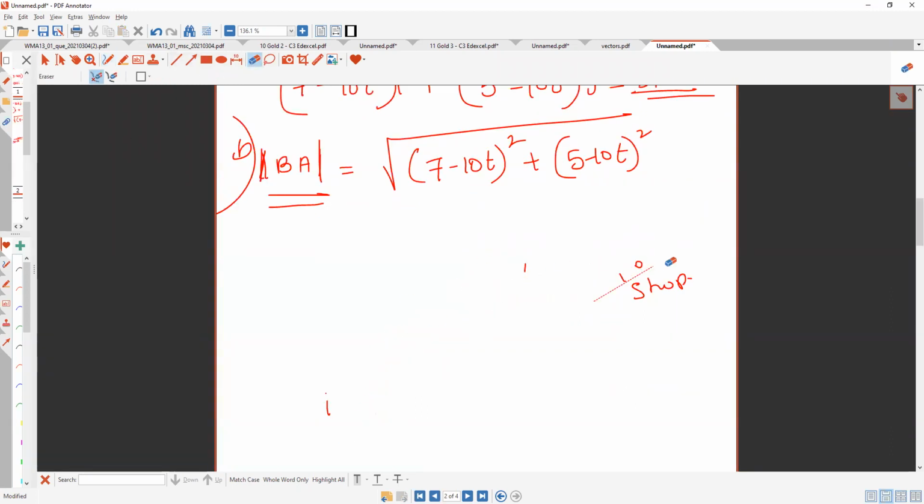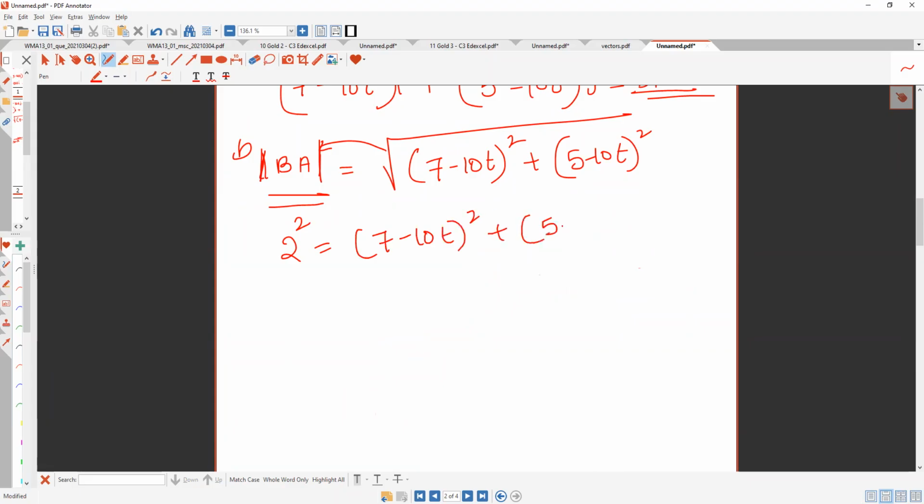So let me just rub them. Can I write 2 kilometers over here in place of BA? Two. And can I bring this root here and make it square? Then (7 minus 10t) whole square plus (5 minus 10t) whole square. Got this? This kind of question is similar to the ones you were supposed to revise, question number 46 and 47. Remember that video?